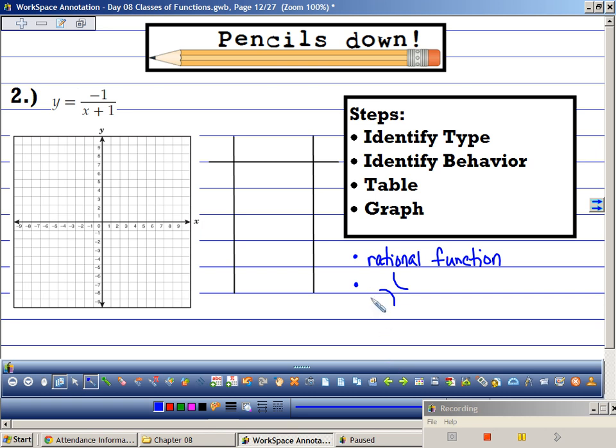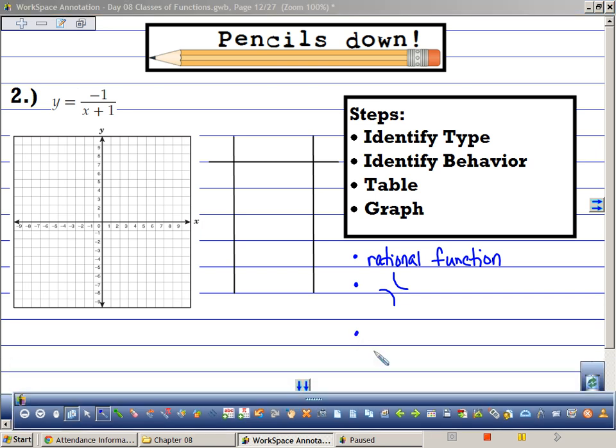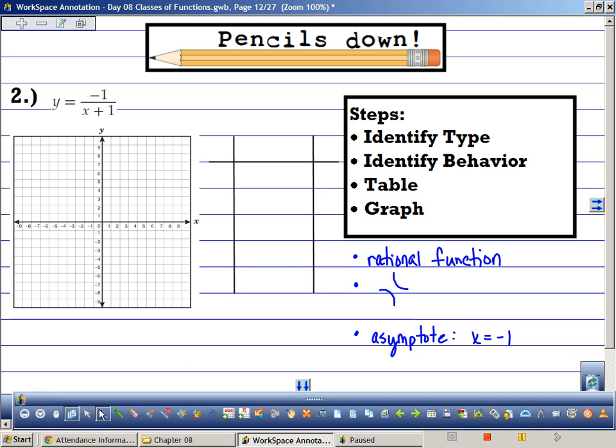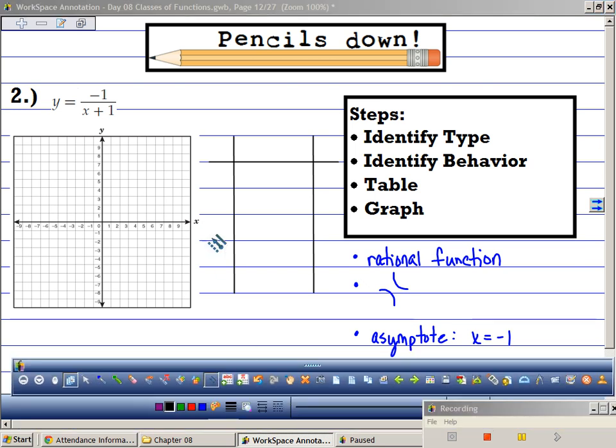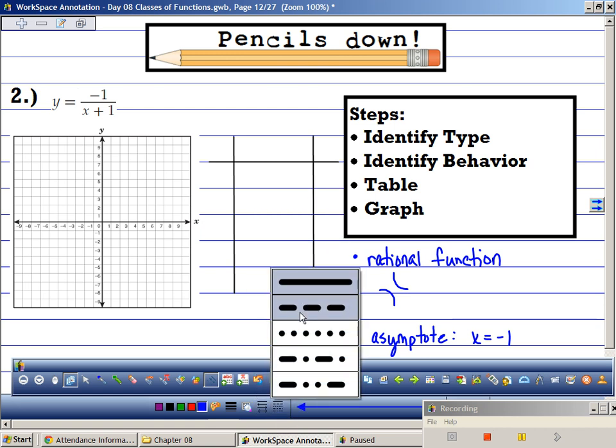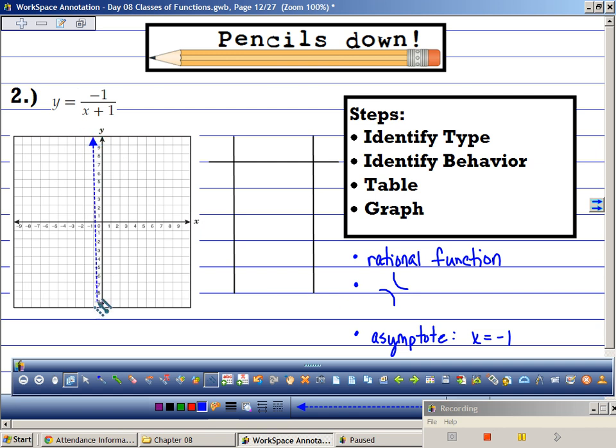Okay, it looks like an identity function, not an identity function, but an inverse function. And what do I know specifically about rational functions? They have what? Asymptotes. Where's the asymptote of this rational function? X equals -1. X can't equal -1, therefore my asymptote is at -1. Correct?